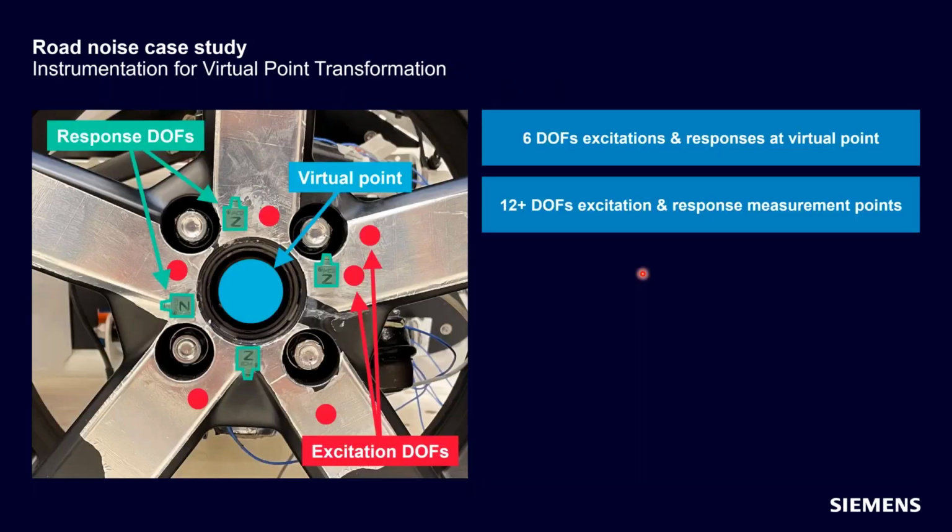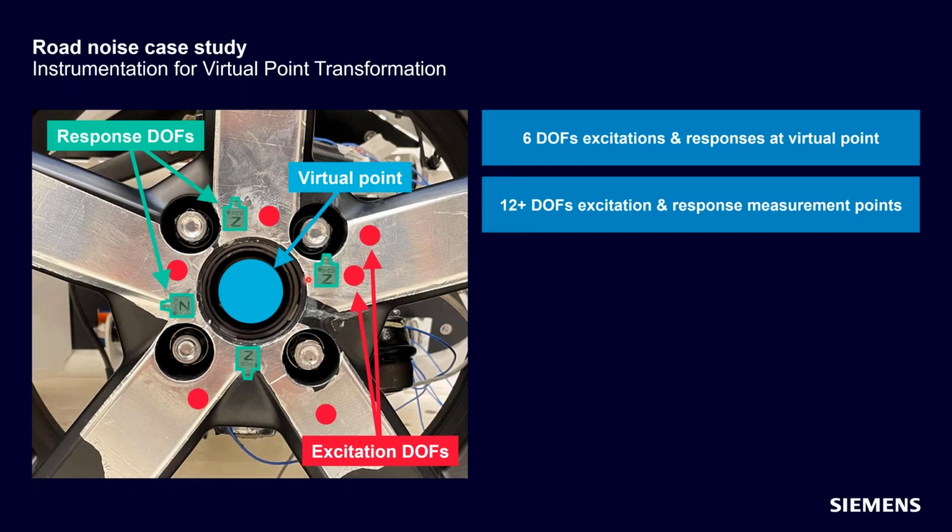How to set up the wheel for virtual point transformation? Here is one potential setup that you could use. These measurements are for the VPT itself, not for in situ TPA, so just keep that in mind. We have 6 degrees of freedom to estimate in the virtual point. Also for VPT, because we're using a transformation here, we want to have some overdetermination. So in practice, we want to measure at least 12 plus degrees of freedom on the wheel side in this case.